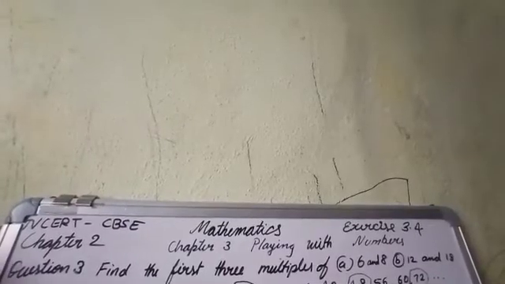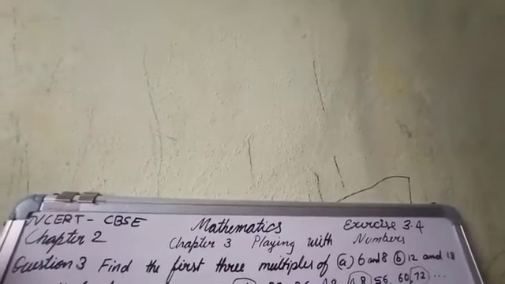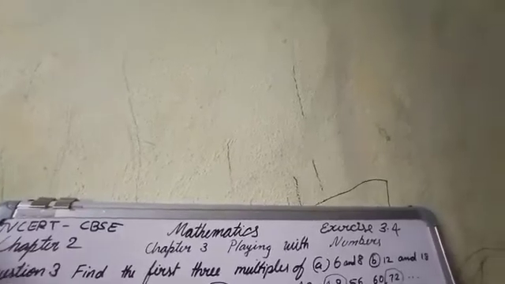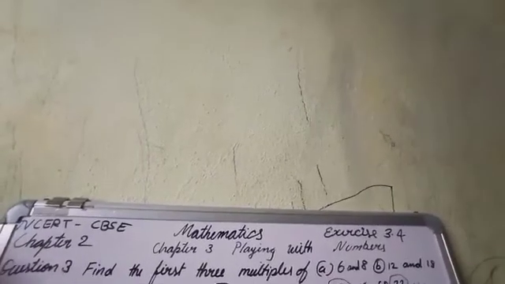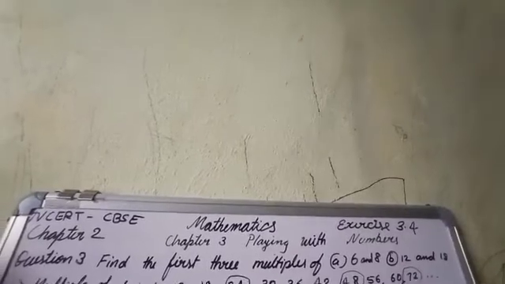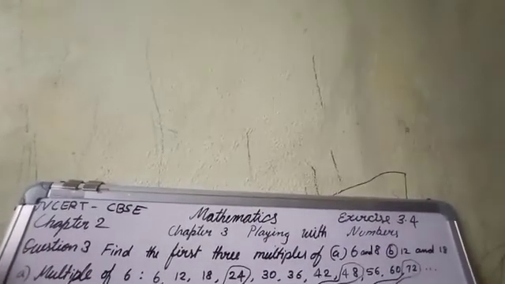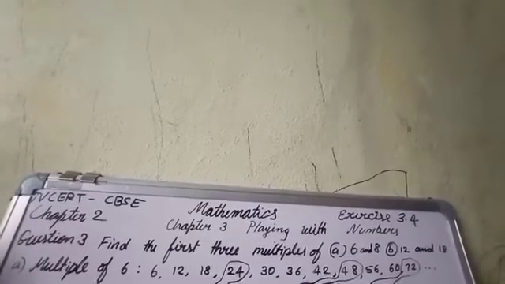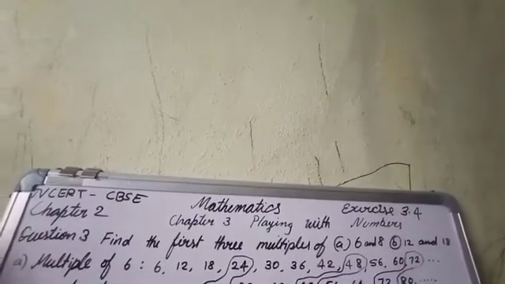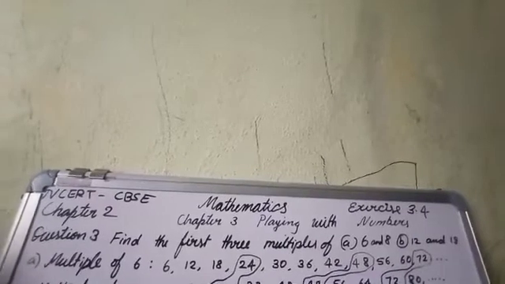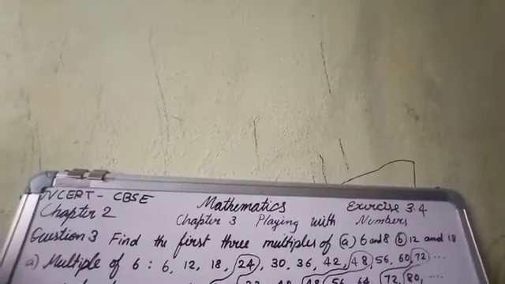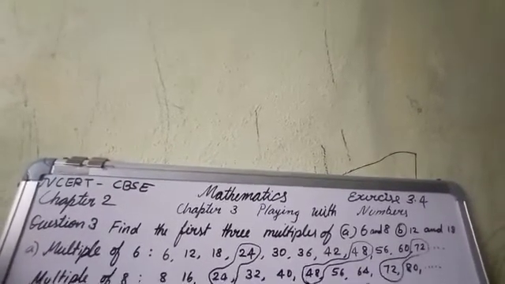Find the first 3 common multiples. Question number A, 6 and 8. Question number B, 12 and 18. Here, for multiples, first we have to write the multiples. Multiples of 6. Multiple means it is a result of multiplication. So we know very well we are expert in the multiplication table.